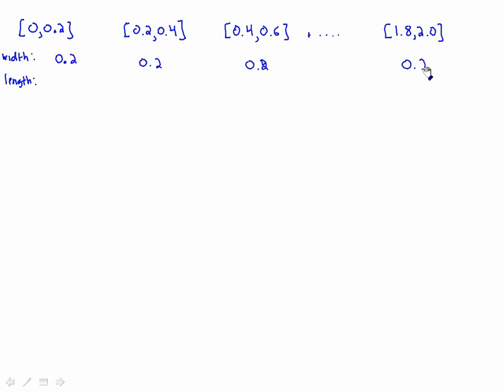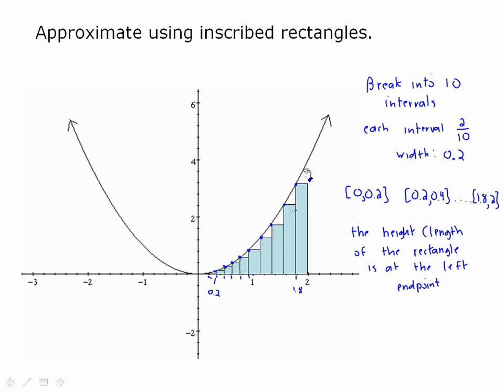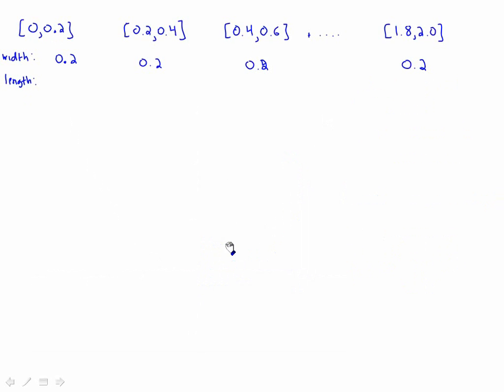0.2. The interesting thing is the height, or the length. Now, because it's the left endpoint, just to go back for a sec, it means that even for this very last point, the y-coordinate is f at 1.8. And then the very first one is f at 0. So that's the way it works. It's always the left point for the interval.